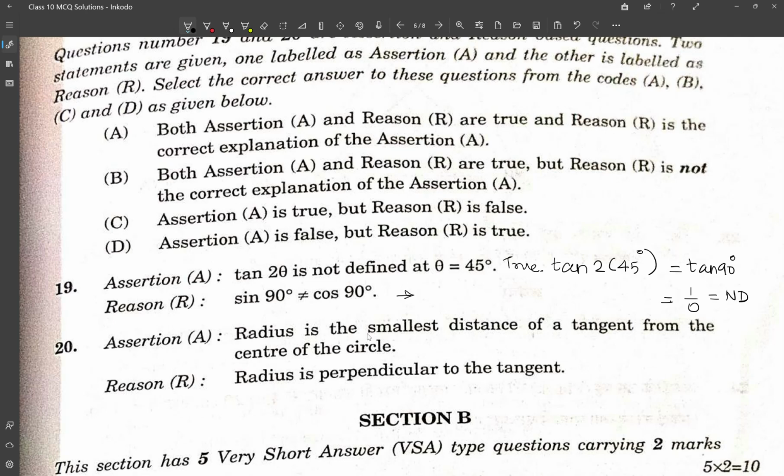Sin 90 is not equal to cos 90. This statement is also true. Whether this is the correct explanation for the assertion, that is not so. Sin 90 is not equal to cos 90, so this is not the correct explanation, but the reason is still a standalone true statement. Assertion is again a true statement. So we have the reason is not the correct explanation, so it should be option B.